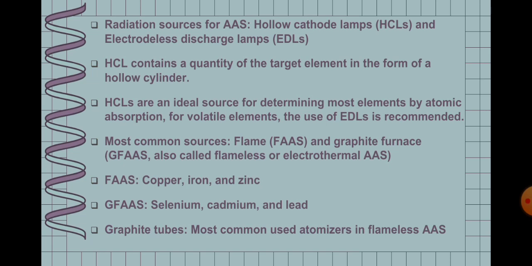So in other words, HCLs are an ideal source for determining most elements by atomic absorption. And for volatile elements, the use of EDLs is recommended. The most common atomization techniques in AAS are flame AAS and graphite furnace AAS, also called flameless or electrothermal AAS.